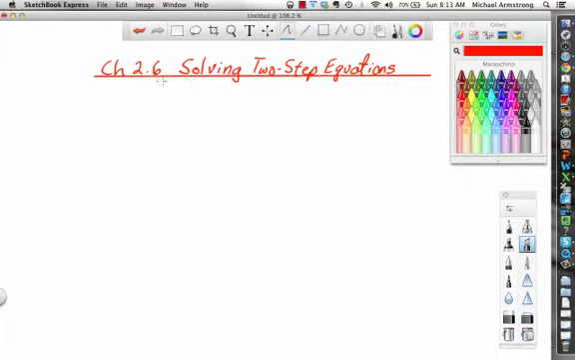Okay, chapter 2.6, solving two-step equations. Now the important point here is two-step. So we will have adding and subtracting, which is one step. Add or subtract. And the second step would be to multiply or divide.